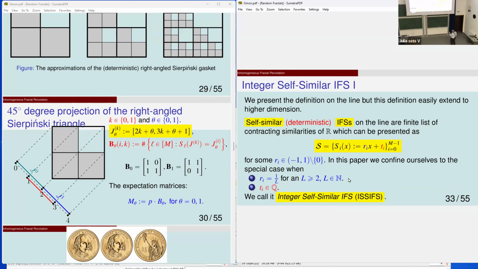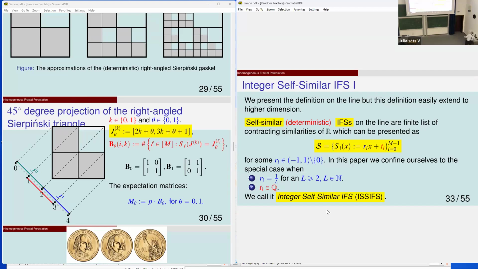Our assumption is that iterated function systems on the line are of this form, where Ri is the contraction, and we always assume that the contraction is a reciprocal of the same integer, which is a positive integer, at least 2. So like 1/2, 1/3, and things like that. And the translation is a rational number.